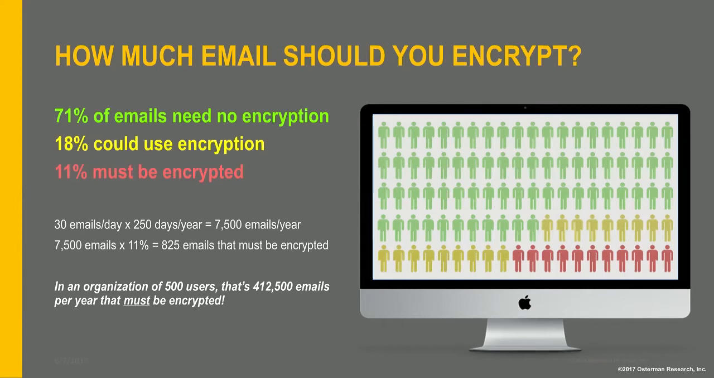So in an organization of just 500 users, we're looking at over 400,000 emails per year that absolutely have to be encrypted, again, because they contain protected health information, personally identifiable information of some kind. And very often those emails today are not being encrypted. They are being sent in clear text. And that is a fundamental problem because sending email that should be encrypted but that is not can get an organization into a lot of trouble, as we'll be discussing here in just a couple of minutes.